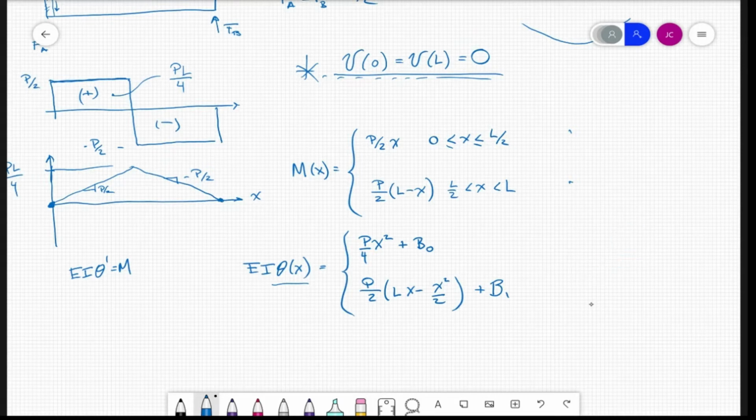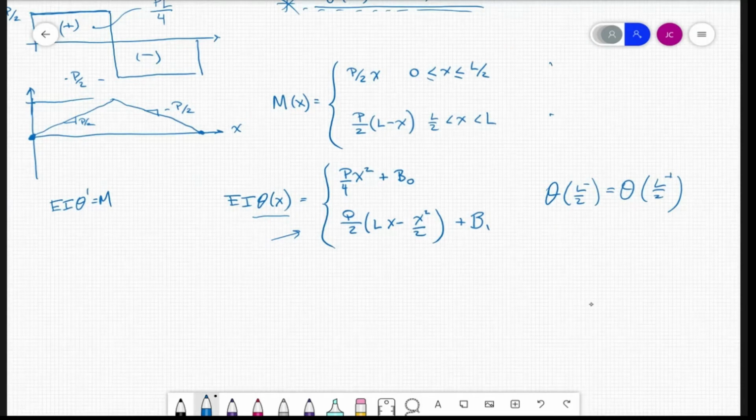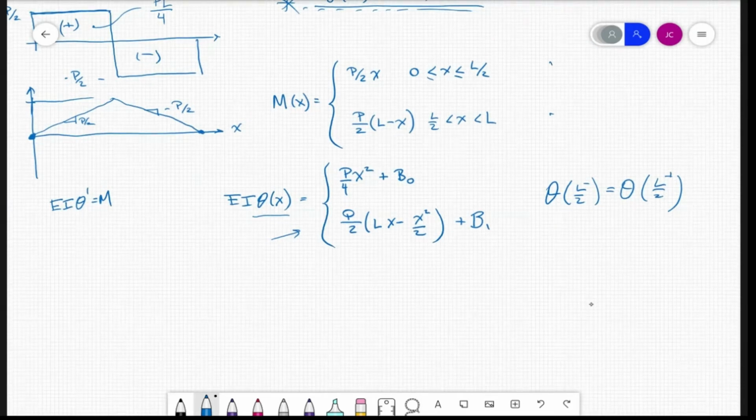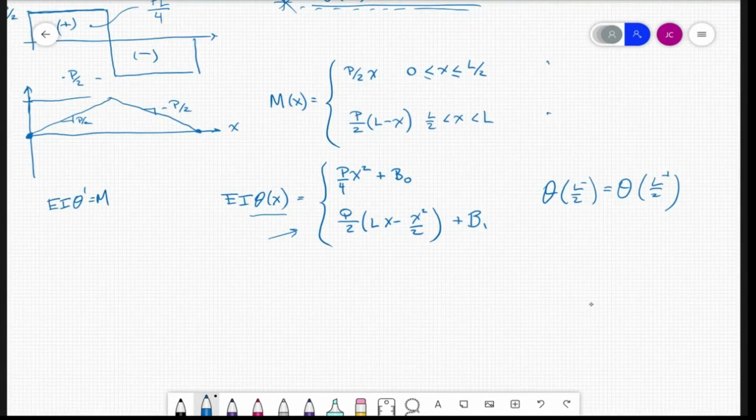But we do know that the slope, right, at L on 2 from the negative side has to equal the slope from the right side, right? It needs to be continuous. This function here needs to be continuous with regard to x. So I can use that at least to get one of these integration constants out of the way, all right?